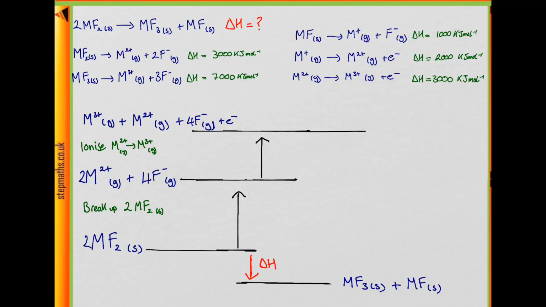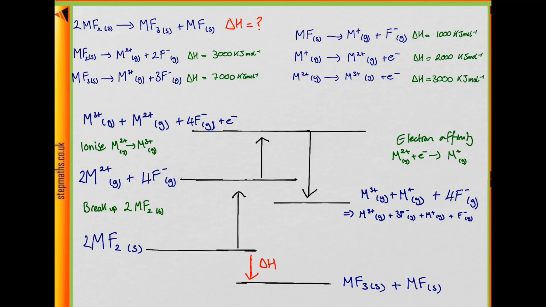Next, we change the other M2+ into an M+, and this is the electron affinity of M2+, the opposite of ionization. So now we have the M2+ going to an M+. So now we have M3+, M+, 4F-. Now the final step is to go to the MF3 and MF. And this is simply forming the two lattices from their gaseous ions.